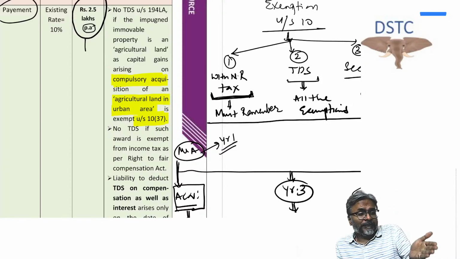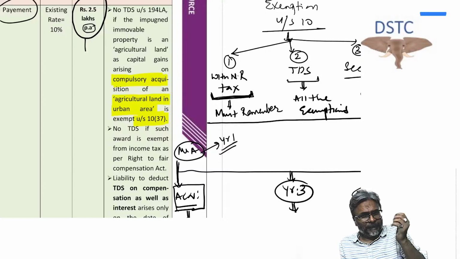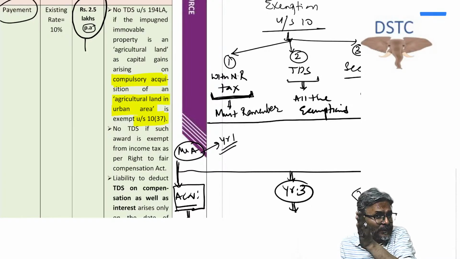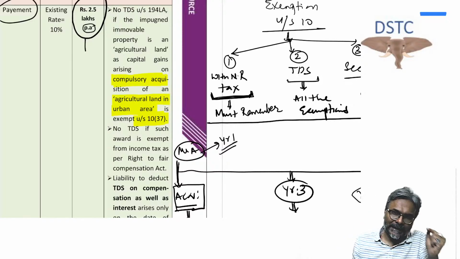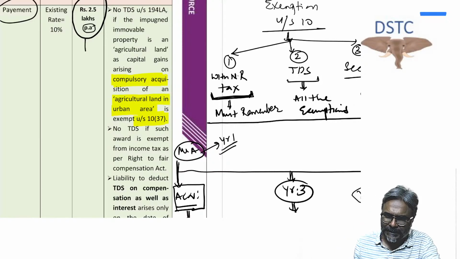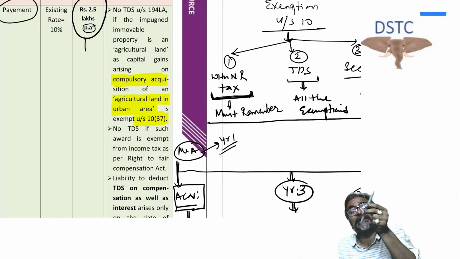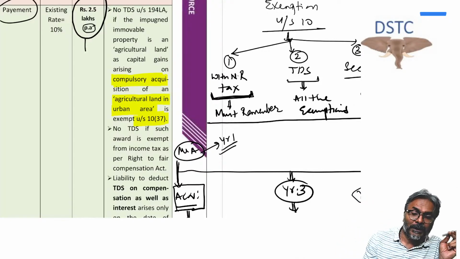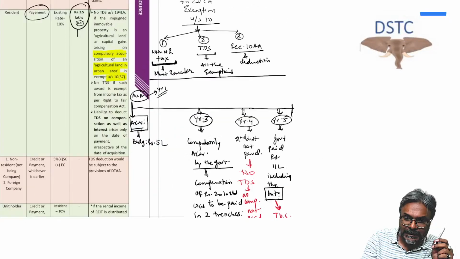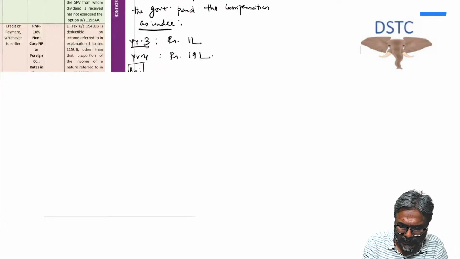If there is a compulsory acquisition of an urban agricultural land, it is a transfer of a capital asset, and it is chargeable to capital gains. But because of the exemption under section 10(37), will the payer of the amount towards such compulsory acquisition be under the obligation to deduct TDS? The answer is no. He will not be under the obligation to deduct TDS, students. So just write one note over here. I would want you to write one note in this context.